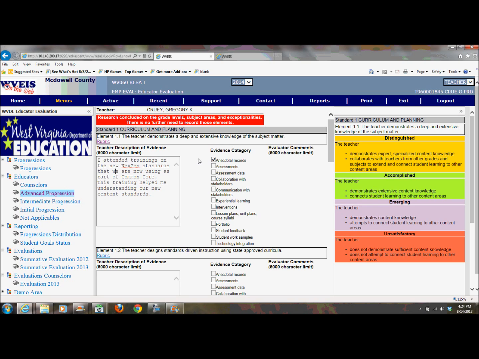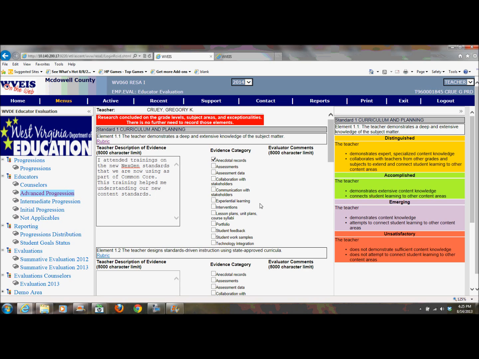So I've written here that I attended trainings on the next gen standards that we're now using this year for the first year as part of the Common Core, and that the training was helpful to me in understanding the rubric. And I've checked anecdotal records. I might could put something under another area down here, collaboration with stakeholders, if there were other people there. I don't know, but anecdotal records seems to make the most sense to me on that.